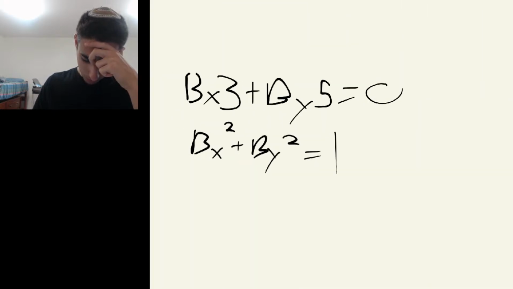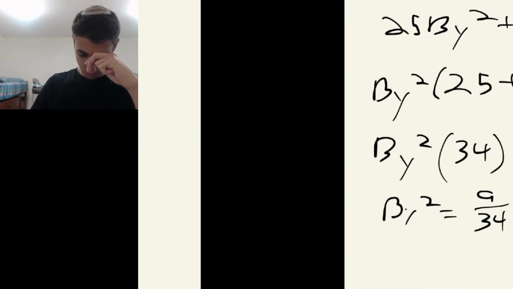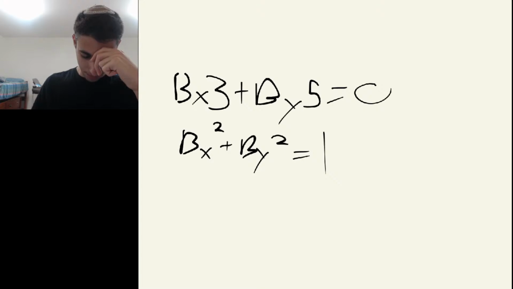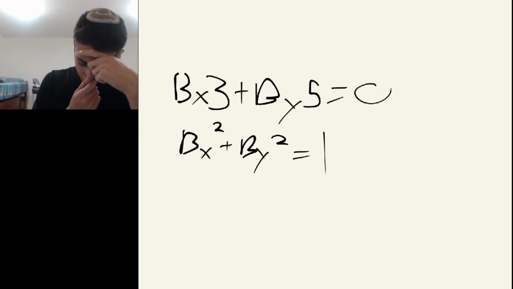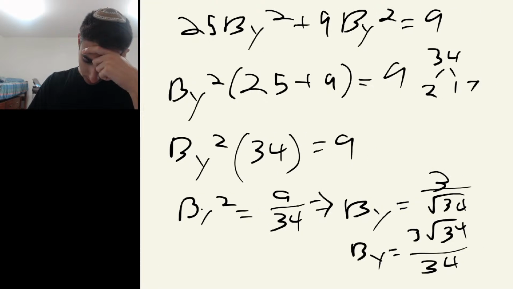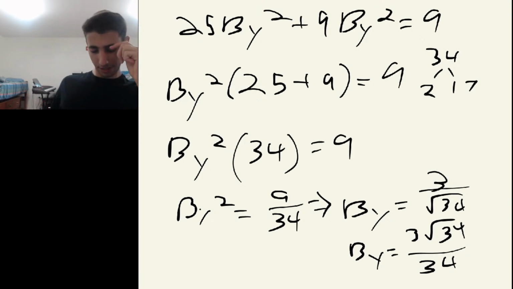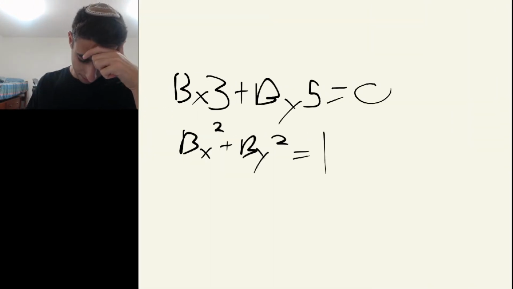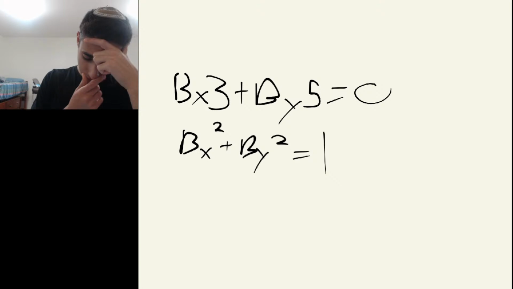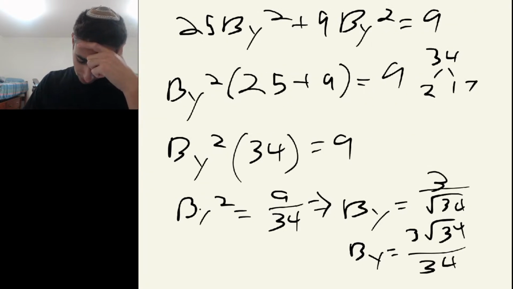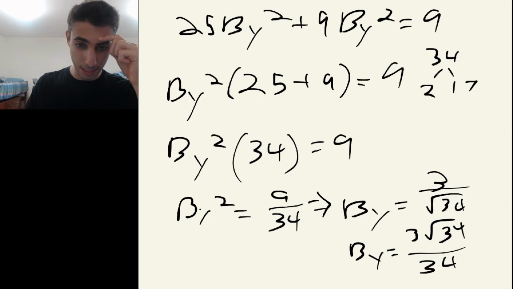No, I said bx equals by times 5 divided by 3, which meant that... I guess I erased all the stuff, so I'm not sure if I did it right, but yeah. So we know that we think by equals 3 radical 34 over 34. Let's type this into Google and just see if we're already wrong.